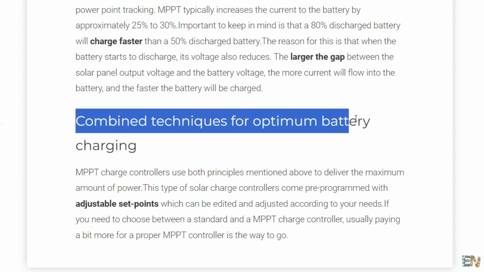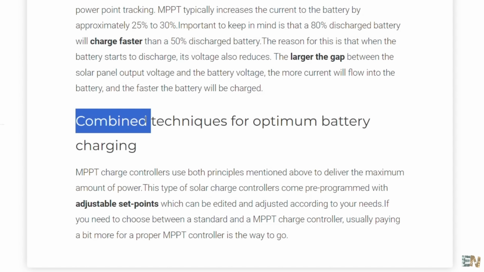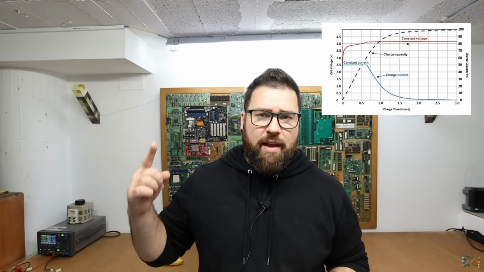So some of these controllers are a mix between PWM and MPPT, and the controller will decide when to use MPPT or when to use PWM, because it depends on the battery, depends on the charge that you have, and so on. For example, lithium-ion batteries or LiPo batteries will have a curve like this when they are charging, and the lead-acid battery will have a curve like this.